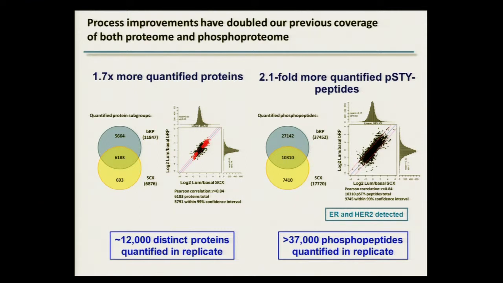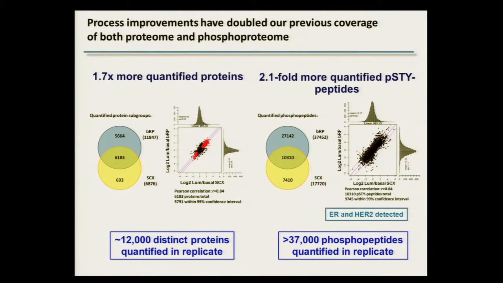SCX means strong cation exchange, so it's a different separation technique than this basic reverse phase separation technique. And this SCX experiment we have done in November 2011. And this basic reverse phase experiment maybe 7 or 8 months later with a different workflow. And we were able to improve our coverage for distinct proteins almost twofold, and also our coverage of phosphopeptides almost twofold within that time span.